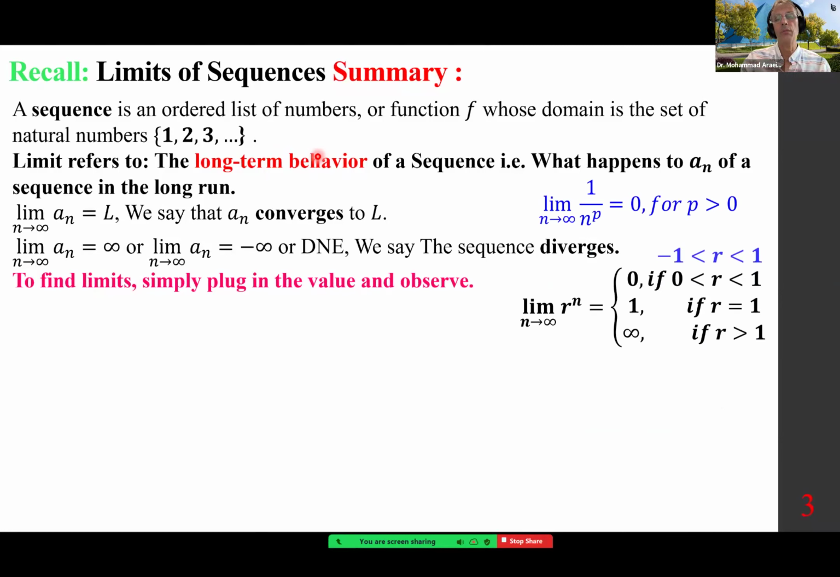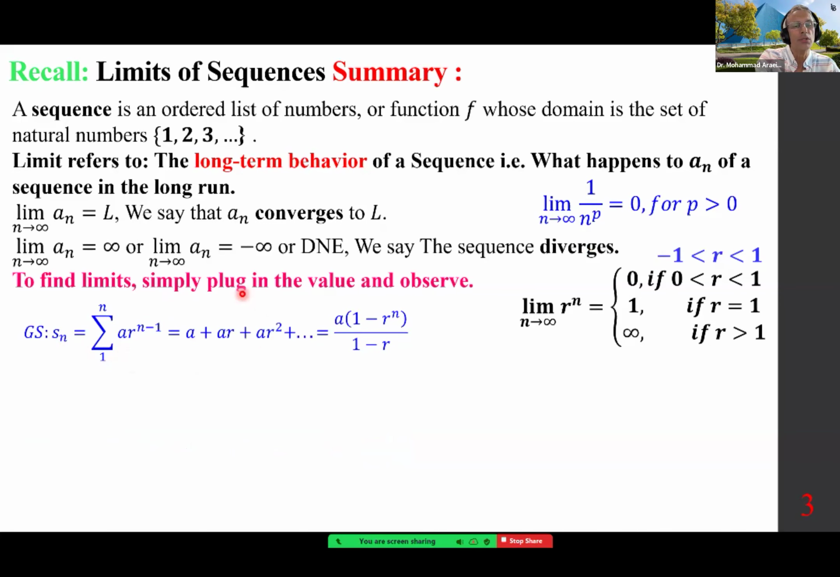We should remember them. The limit of r to the power of n as n approaches infinity depends on the base r. If it's between negative 1 and 1, it becomes 0; if it's 1, it is 1; and if it's larger than 1, it becomes infinity. The limit of 1 over n to the power of p as n approaches infinity is 0 if p is larger than 0. In other words, when the denominator gets larger and larger, a fraction such as this one gets closer and closer to 0.